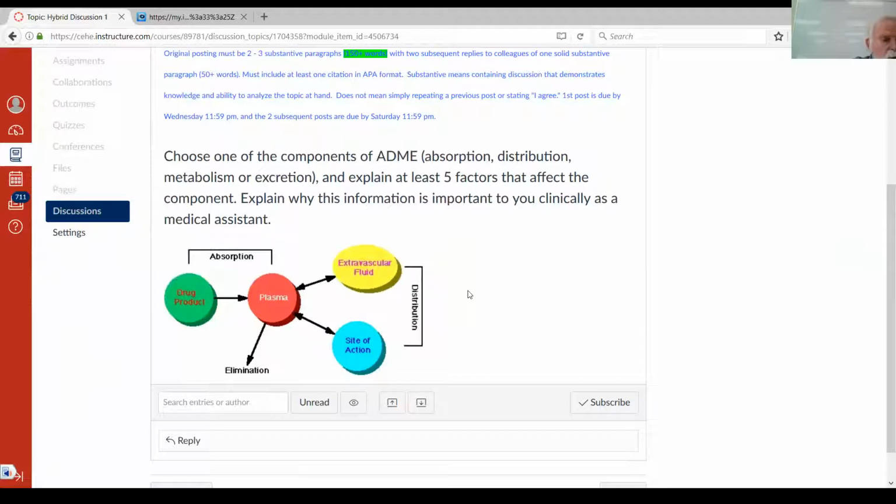We'll talk about the entire topic, but you'll also have some handouts that can help you with that. But do a little bit of research. And lastly, explain why it's important for you to know as a medical assistant.